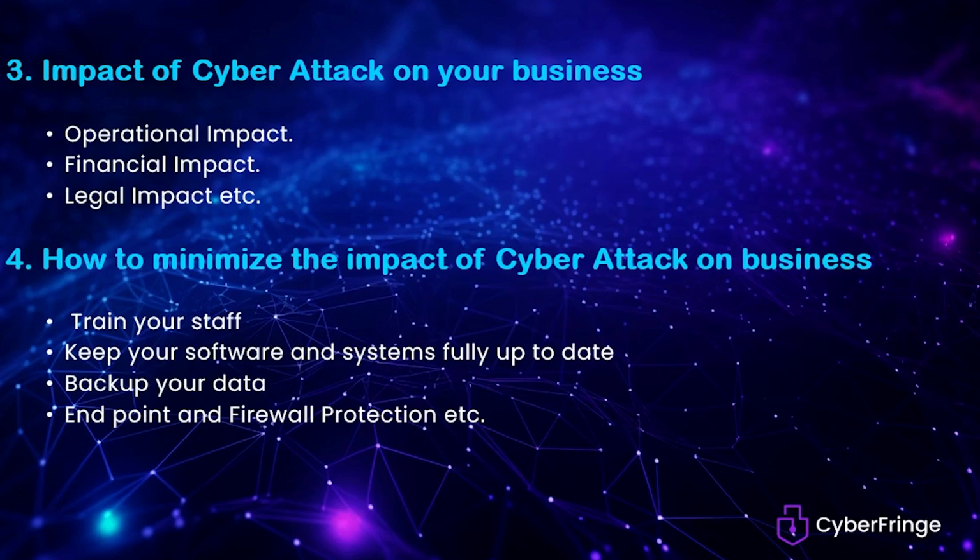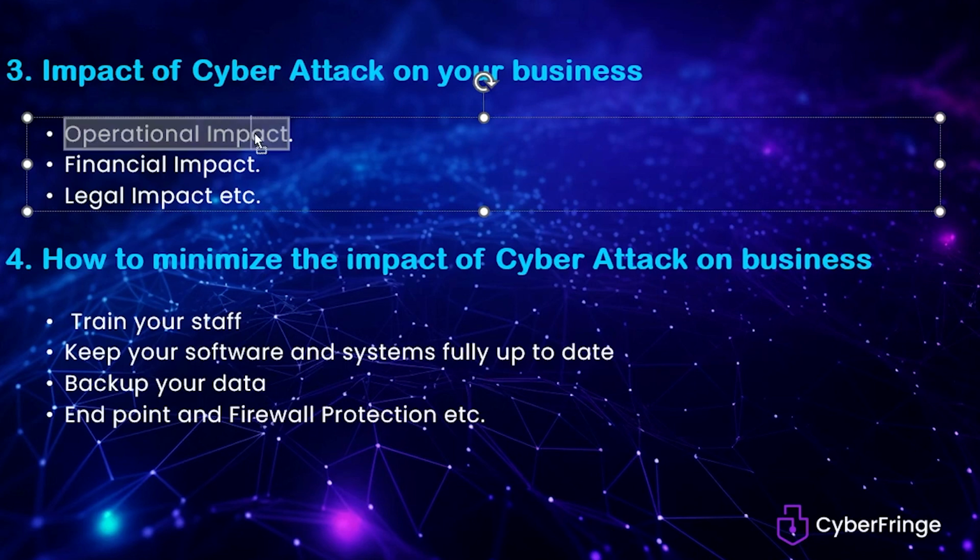Next one is the impact of cyber attack on business. Say for example, there is an attack that happened on your business. What kind of impact is going to be on your business? We can categorize them into mainly three categories. One is operational impact. Say for example, someone attacked your business. What happens? Servers may be destroyed, or some kind of data loss happens. At that time, you have to stop your business for some time, or you have to completely close your business. So those kinds of operational impact may happen.